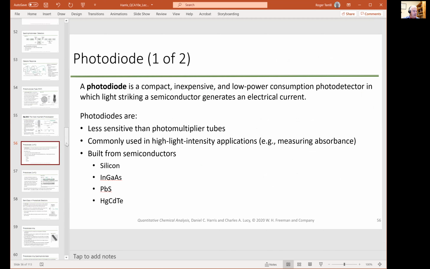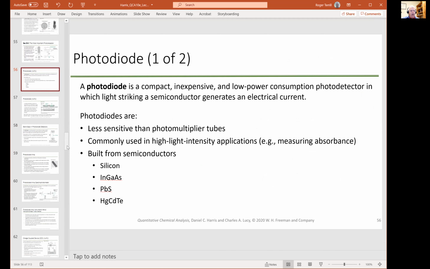So back in the world of technology, a very important type of detector is a semiconductor. And for semiconductors, what happens is that the semiconductor absorbs light and it liberates a type of carrier within the semiconductor, referred to as an electron hole pair.